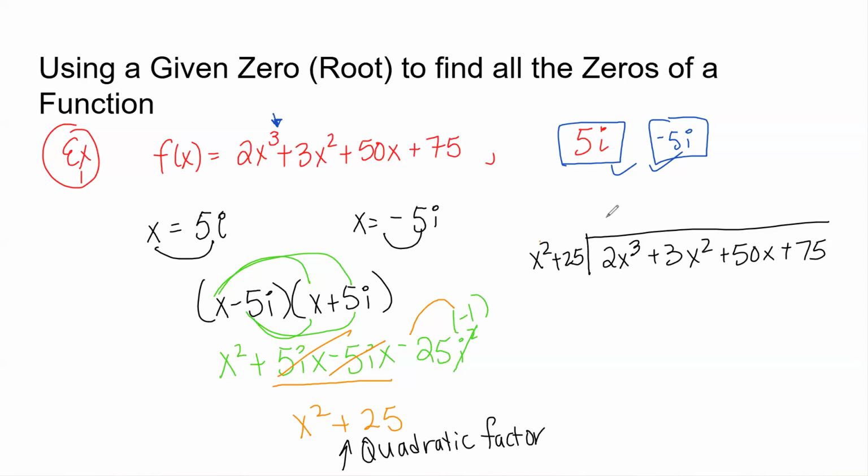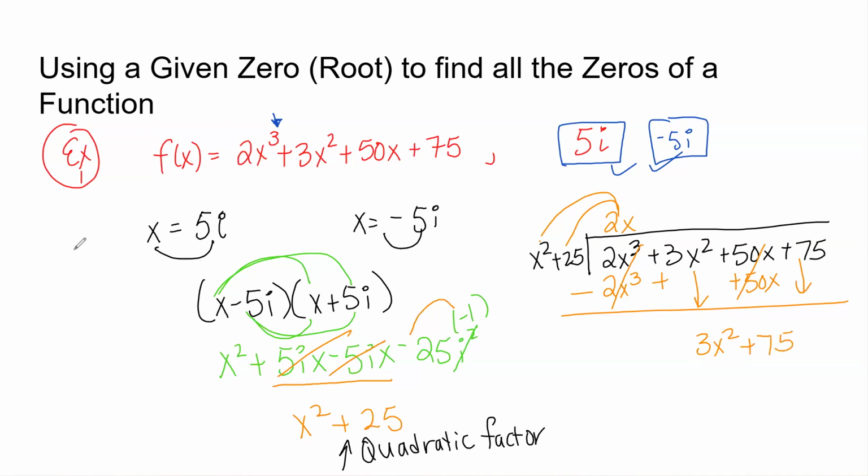x squared goes into 2x cubed 2x times. Distribute, that'd be 2x cubed, no x squared terms, and 50x. Subtract, this is gone, this is gone. Drop down, drop down. We need to know how many times x squared goes into 3x squared, so that would be 3. Distribute, distribute. Subtract, cancel, cancel, remainder 0.